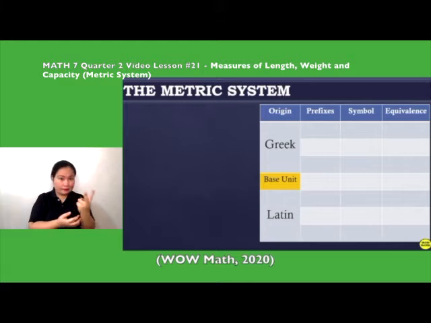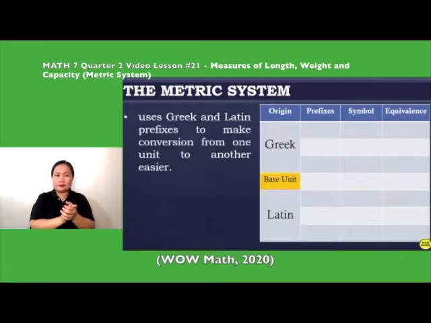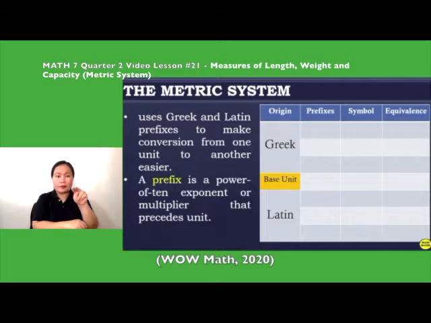Alright, so look at the table. So I have here the origin, the prefixes, the symbol, and equivalence. So kung napanood nyo po yung ating introduction sa ating measurement, sana na-familiarize kayo dito sa mga terms na to. Okay? So, the metric system uses Greek and Latin prefixes to make conversion from one unit to another easier. So, gumagamit tayo, actually ngayon, kasi ginagamit rin natin ang metric system. So, we are actually using the Greek and Latin prefixes. Ano-ano ba yon? So, a prefix is a power of 10, exponent or multiplier that precedes the unit.